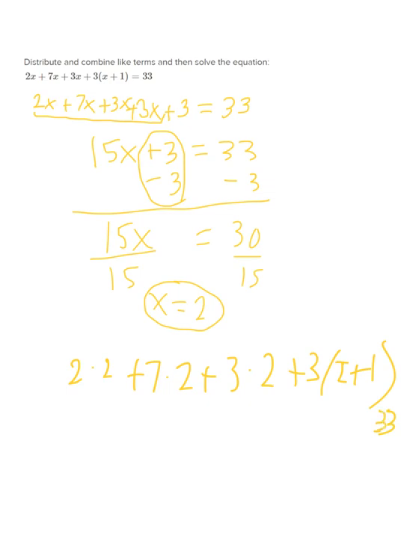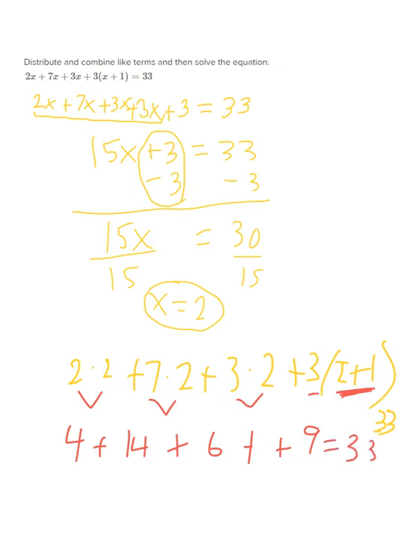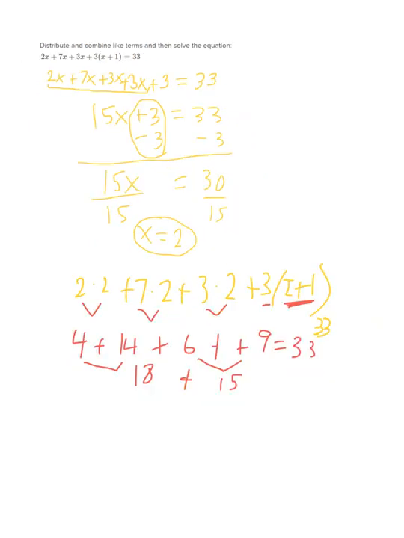Well, let's find out. 2 times 2 is 4. 7 times 2 is 14. 3 times 2 is 6. Here, 2 plus 1 is 3. 3 times 3 is 9. Let's see. 4 plus 14 is 18. 6 plus 9 is 15. 18 plus 15, does that equal 33?